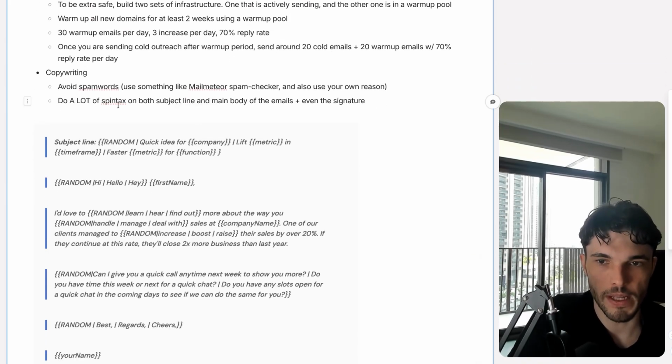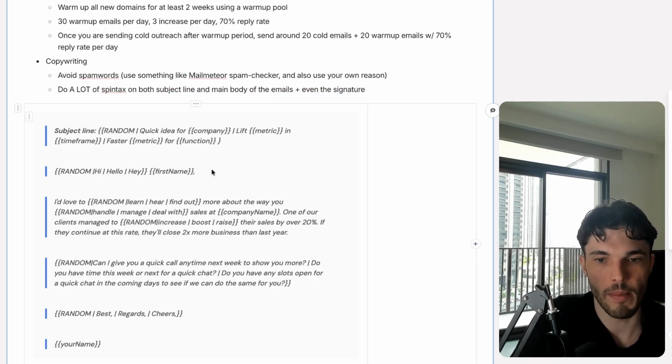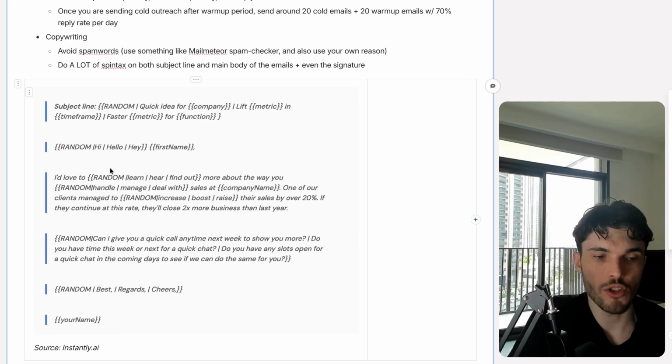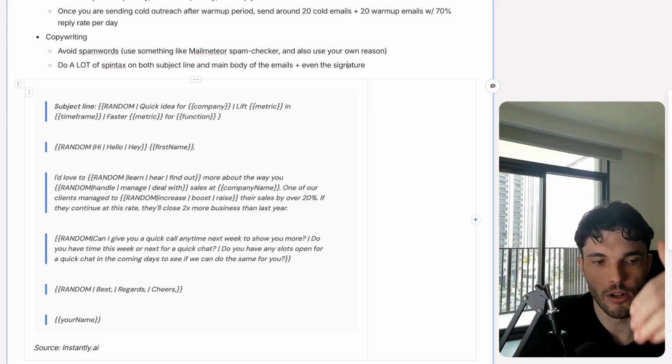Also, you want to use a lot of spin tags on the subject line, the main body of the emails, and even the signature. If you don't know what spin tags are, it's basically a way to randomize the words that are going out. I've included an example here, right? Instead of sending the exact same template to every prospect, it's going to randomize it. So it might say hi, hello, or hey at random. And then you can see here, I'd love to learn, hear, find out, right? So it switches up the words in the emails. This makes it look like more natural sending patterns from the point of view of Google and Microsoft, so this is really important to do. You're mixing it up.